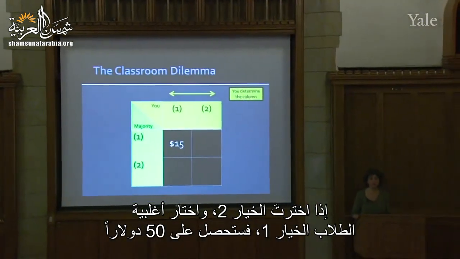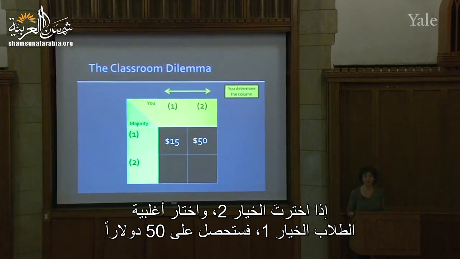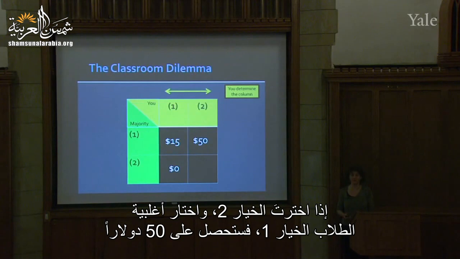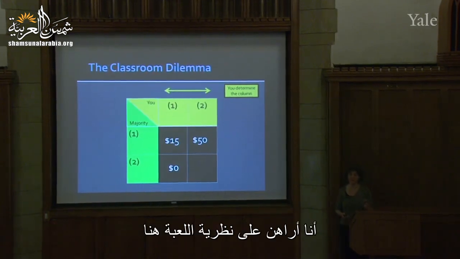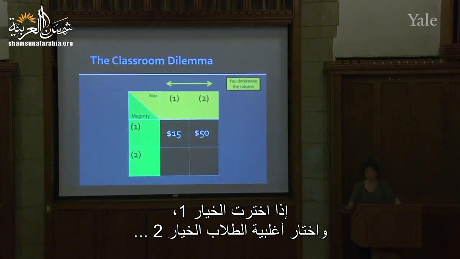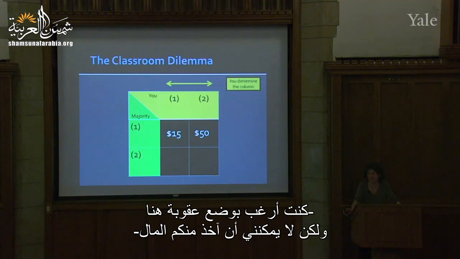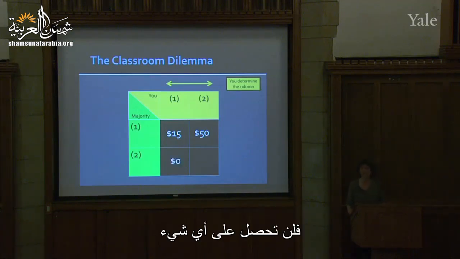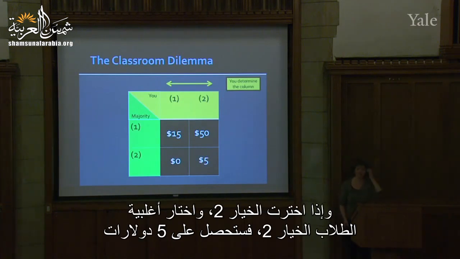If you choose two, and the majority of the class chooses one, you will get $50. I'm betting on game theory here. If you choose one, and the majority of the class chooses two, I wanted to put in a penalty here, but I couldn't ask you for money, so you'll just get nothing. And if you choose two and the majority of the class chooses two, you will get $5.